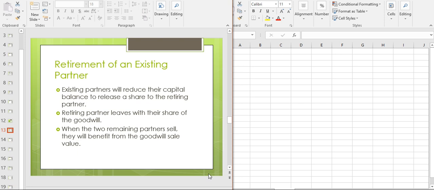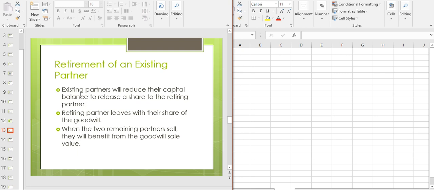Okay, obviously if C decides to leave, he's going to say to the other 2, I'm leaving now, can I have my share of goodwill? I've worked in the business, I've worked hard, I've put lots of time in to supporting the business, can I have my share of goodwill? And the only way the business is going to pay him off is through A and B. The other partners will pay C.